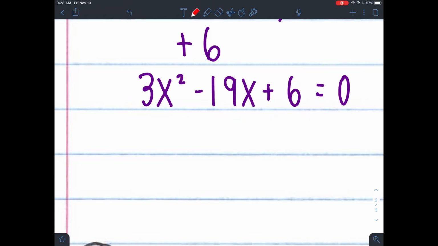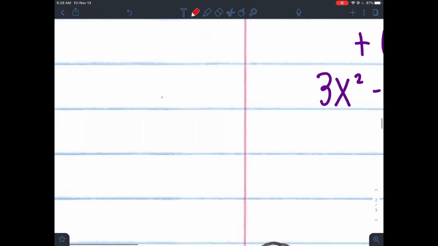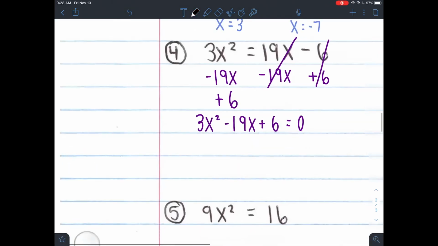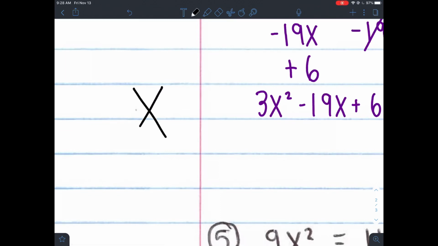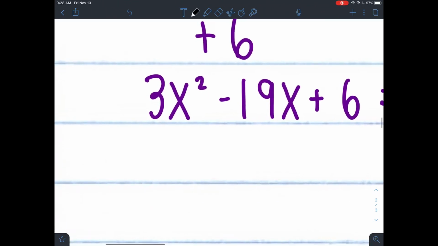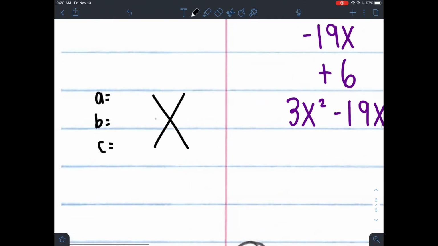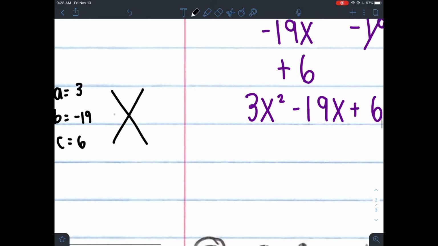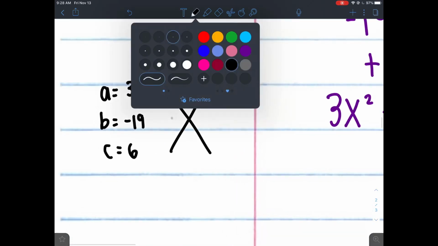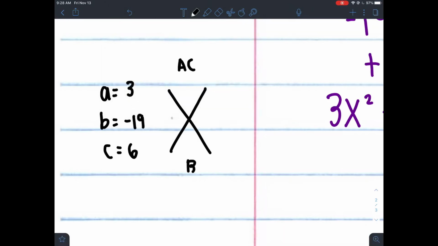Well, I know that I have 3 terms. And I know that in order to use AC method, I need 3 terms. So that's probably our best option here, to use AC method. So I'm going to go ahead and draw my x, a, b, and c. Now, you don't want to identify a, b, and c until it's in standard form, and we do have standard form here, so you want to make sure that it is in standard form. Our a here is 3, b is negative 19, and c is positive 6. Okay, so we do ac on top, b on bottom. So a times c here is 18, b is negative 19.